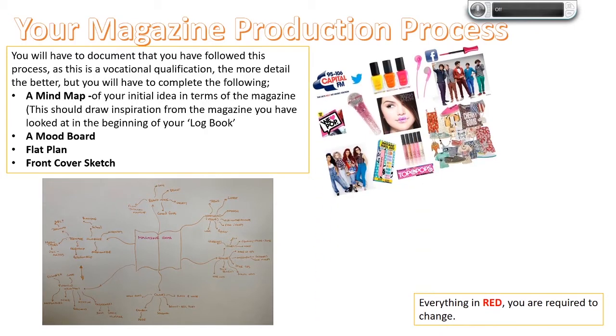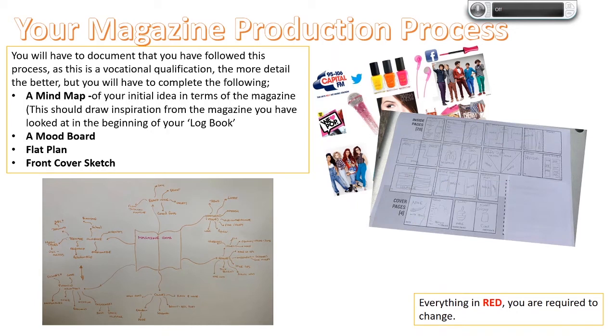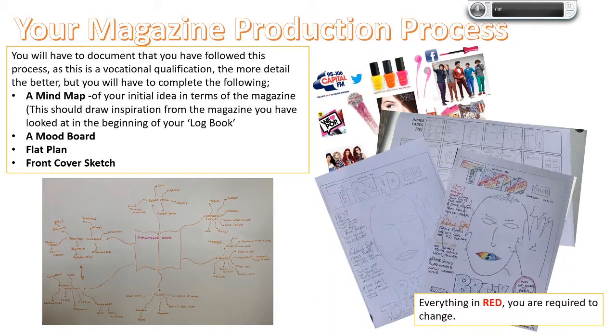Then you're going to create a mood board. All right, so the mood board reflects the target audience's interests and how your magazine is going to feel. Then you'll do a flat plan to cover all of the pages of your magazine. Don't worry, this is only a 20-page design or a template, and then you will design your front cover, all right, making sure that you add color.